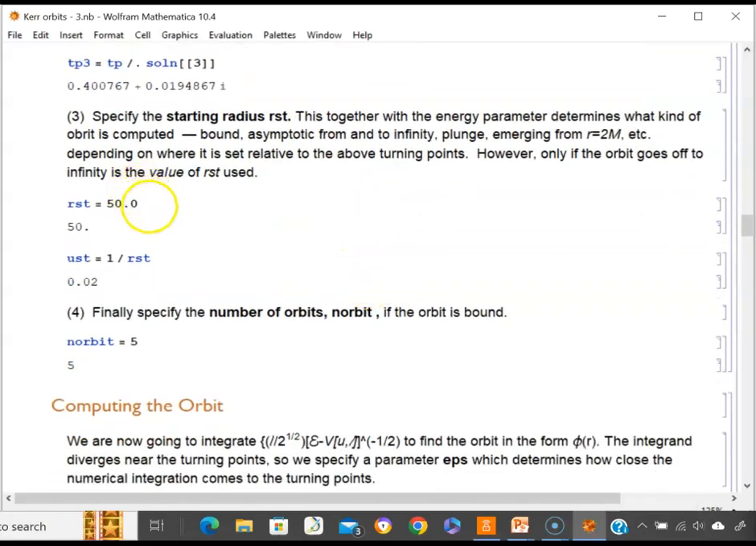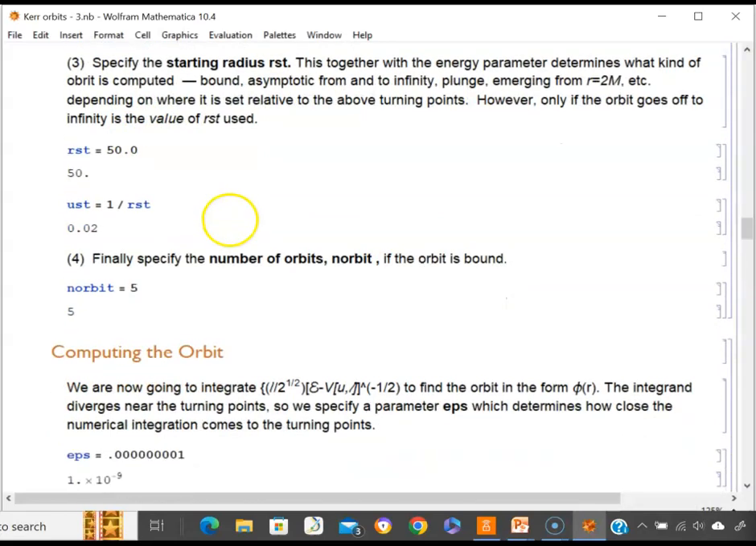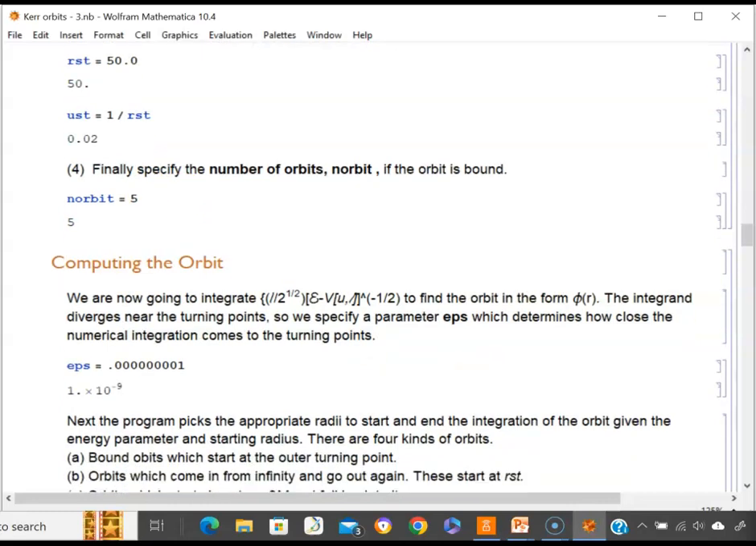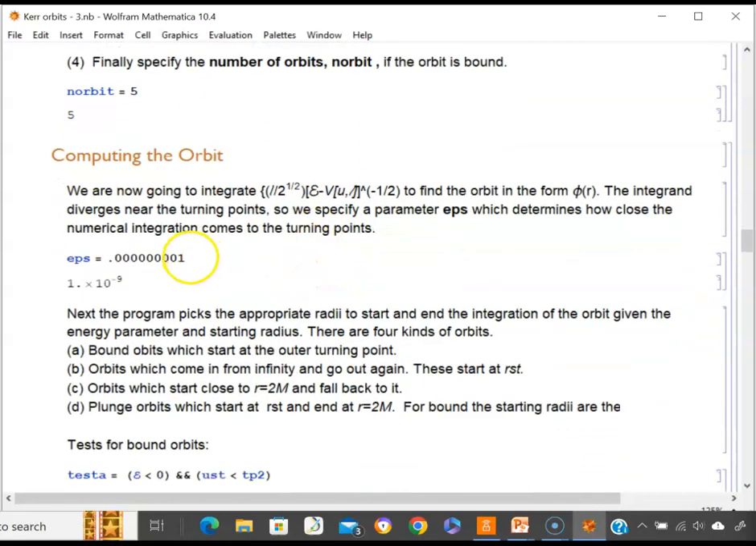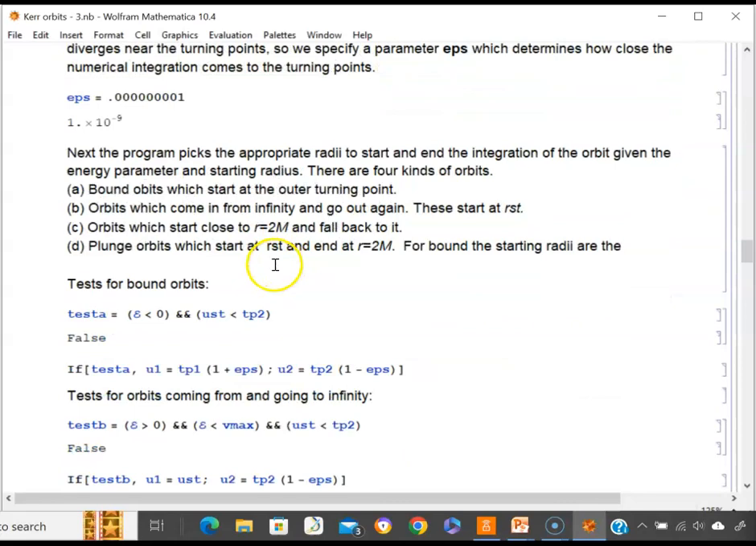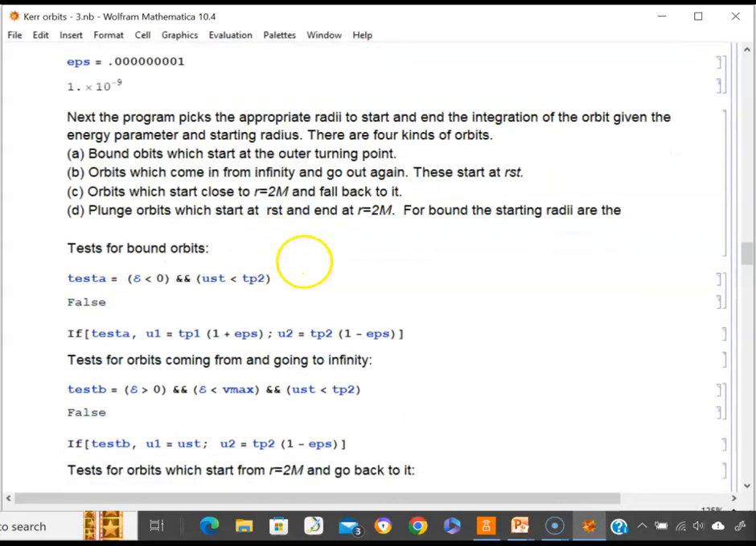Next is analyze motion. We start the particle off at 50 units. For bound orbits, you might want to specify how many times you want to plot the orbit: one orbit, two orbits, three orbits, and so on. This is an error setting. Because we're doing numerical integration, we have to be careful around turning points, as the integrand here can diverge quite a bit. It was actually set at 10 to the minus 8, but me being over-enthusiastic, I've set it at one part in a billion. Anyway, it still works. I'm hoping it works better. But anyway, here we go.